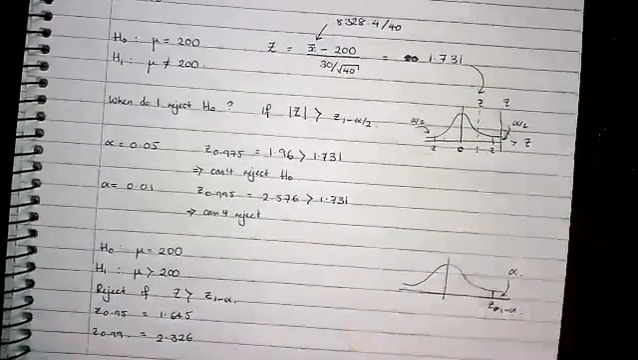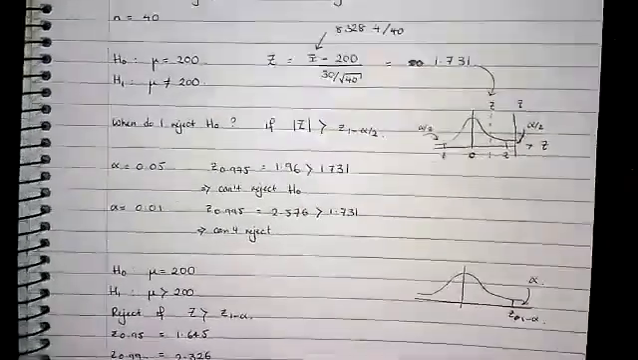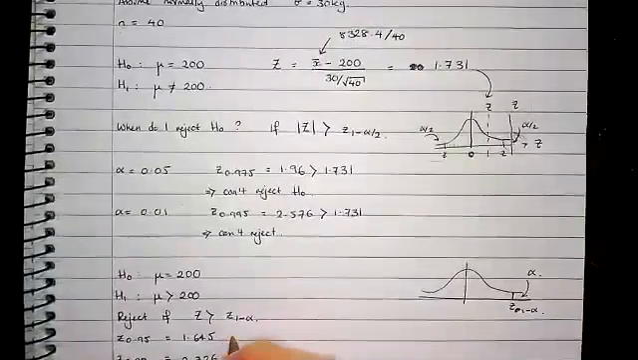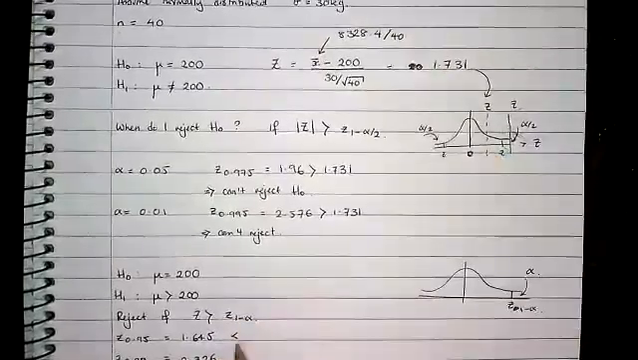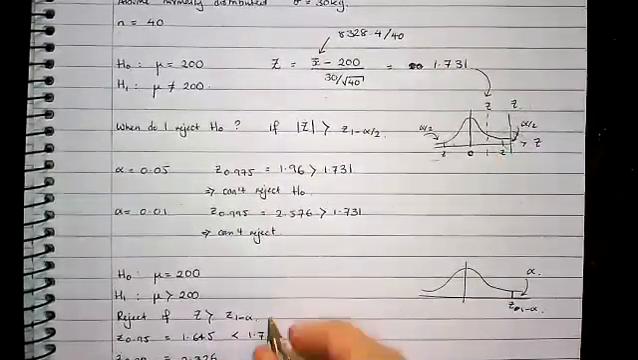Then if we compare those with the test statistic that we've got, this one here is less than the test statistic, less than 1.731.